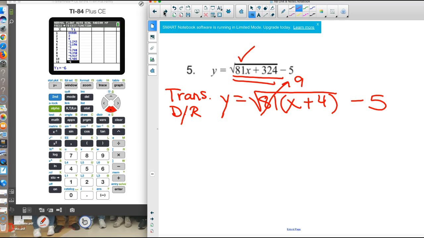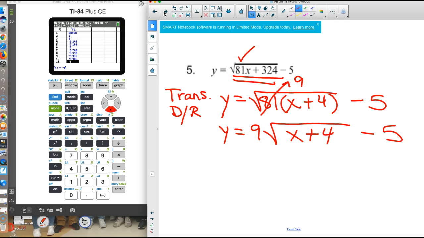That's going to come out front. It's going to cause a major vertical stretch. Imagine me making him 9 times as tall, and I don't give him any food. I just stretch him. Like, he's going to be way up there, correct? So this is going to become the 9 out front, and then the x plus 4 under there, and then the minus 5. So see if you can tell me the 3 transformations you're going to write down.